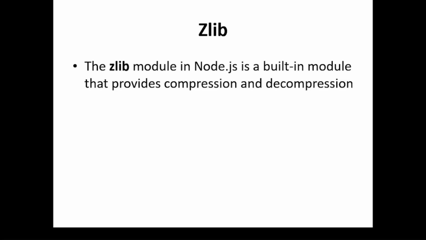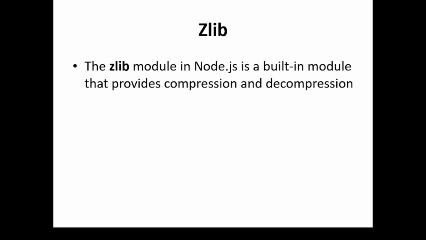Everyone, welcome back. In today's video, we'll explore a super useful Node.js module, that is the Zlib module. Let's get started. The Zlib module in Node.js is a built-in module that provides compression and decompression, perfect for saving space and speeding up file transfers.